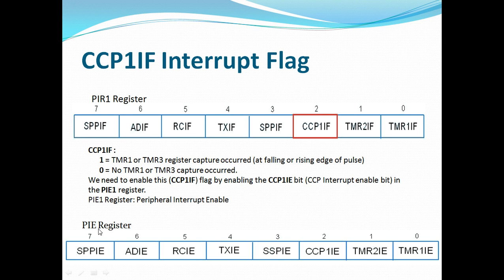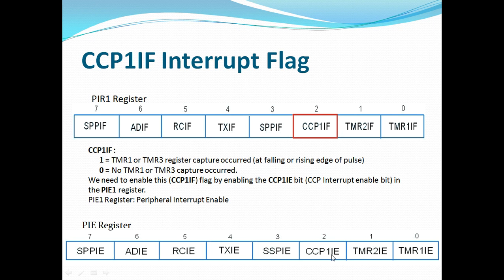This is called the peripheral interrupt enable register. So this is the peripheral interrupt register for PIC18F4550, and this is the peripheral interrupt enable register for PIC18F4550. This particular bit should be enabled by writing a logic 1 to this bit position.